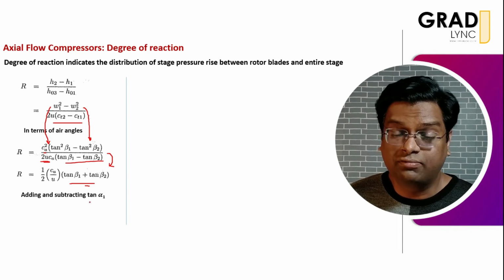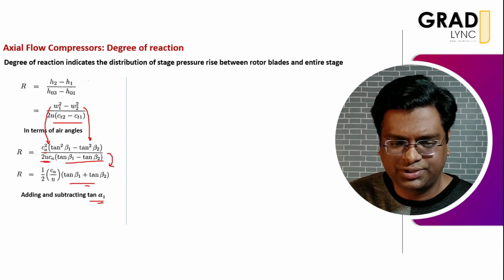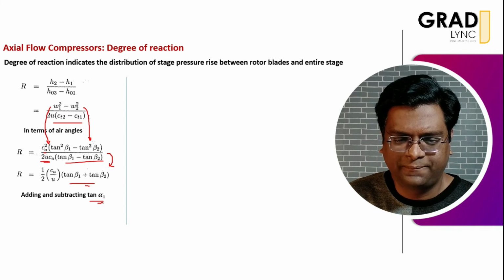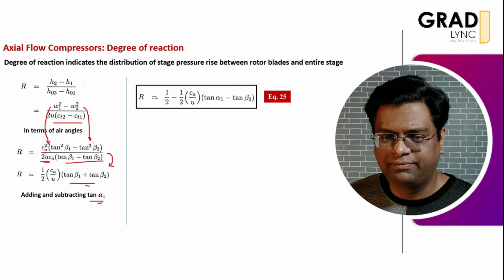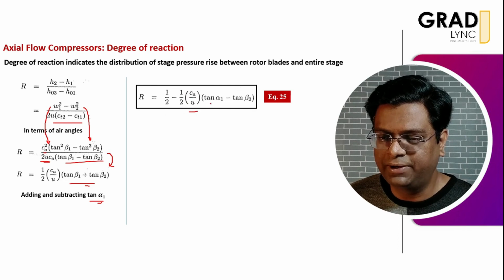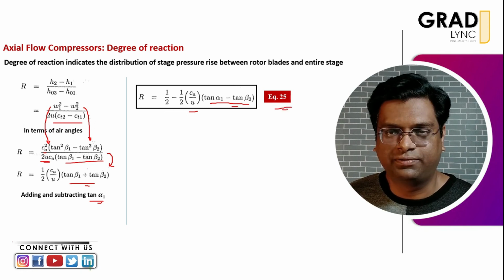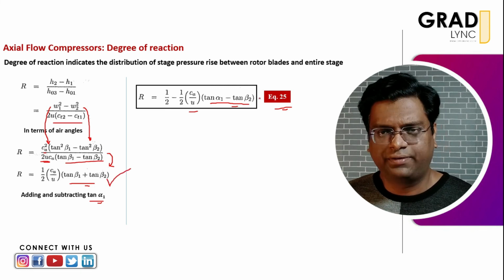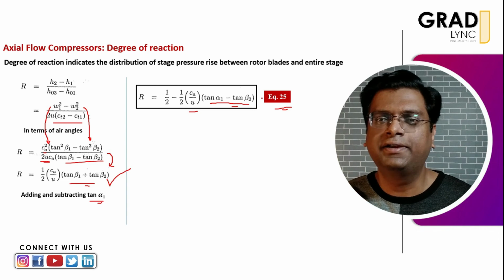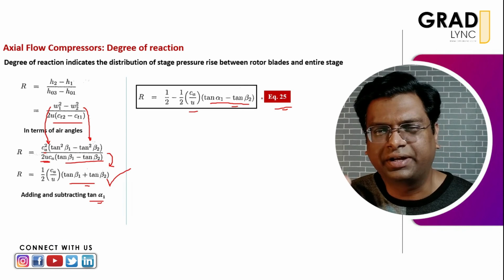Now if I want to convert it into the absolute air angles, that is alpha, you just add and subtract tan alpha 1 to the expression. So I'm going to get another expression, which is 1 by 2 minus 1 by 2 into CA by u multiplied by tan alpha 1 minus tan beta 2. Let's call this equation number 25. The difference between this equation and the previous one is that equation 25 includes the absolute air angle at the inlet, that is alpha 1.